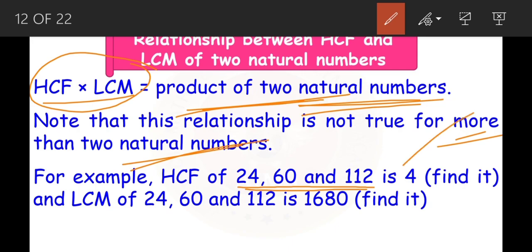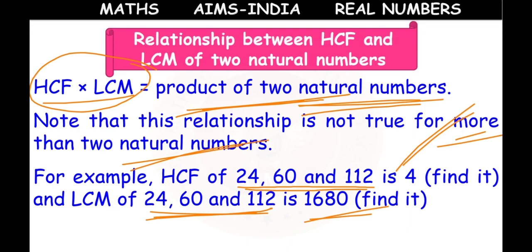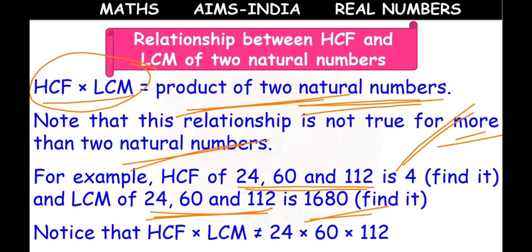and their HCF is 4. Suppose we have already found that the HCF has a value of 4. In the same way, the LCM is 1680. Like that, we have three numbers. We know their HCF, we know their LCM.